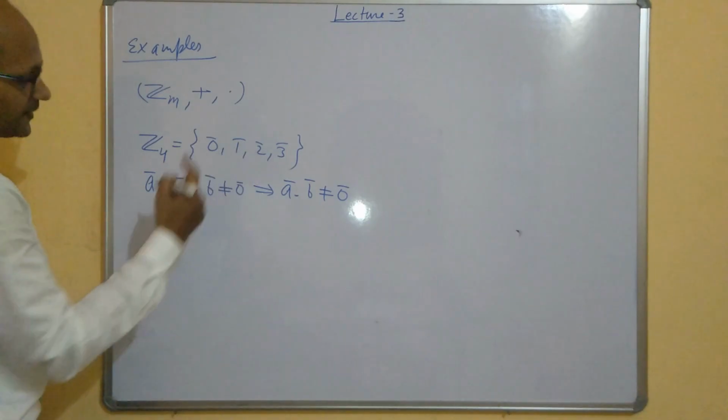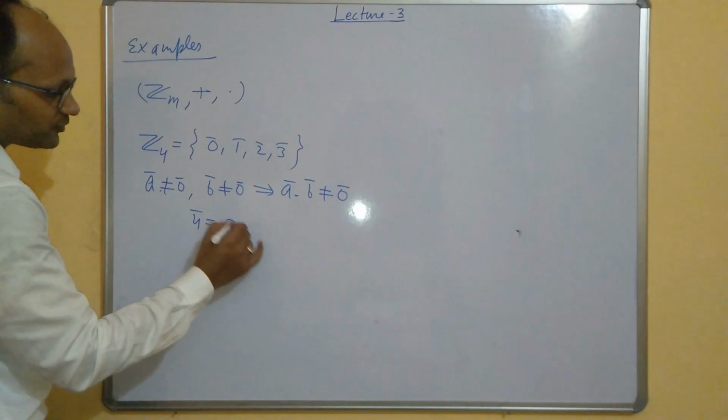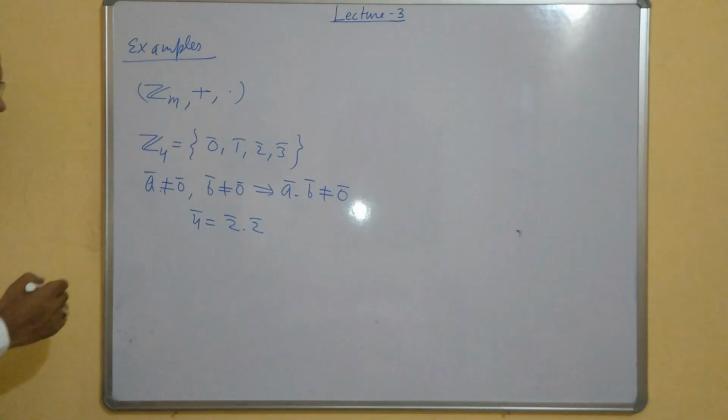So you can see that 4 bar is equal to 2 bar into 2 bar, and 4 bar is 0 bar.